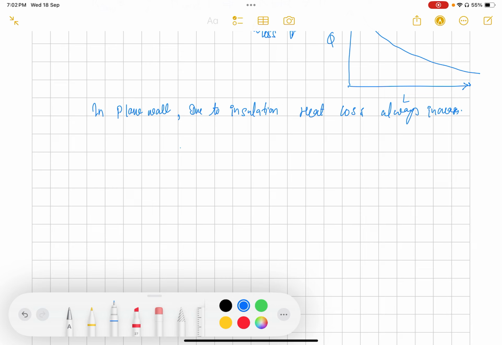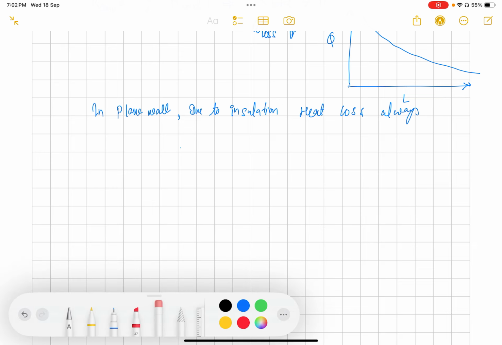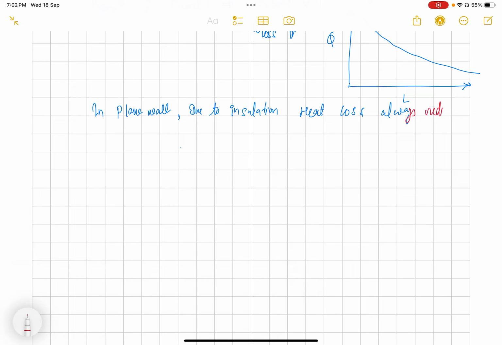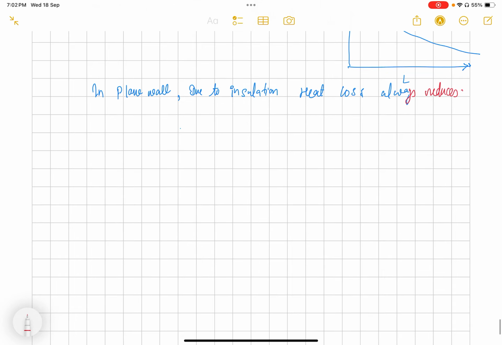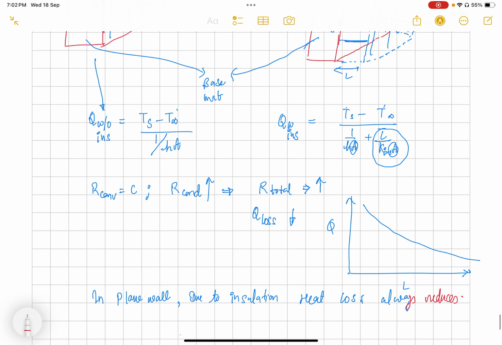Total resistance always increases. Because of that, there is no concept of critical thickness in case of a plane wall, because there is no increase of heat loss and then decrease of heat loss. There is a constant decrease of heat loss in case of a plane wall.